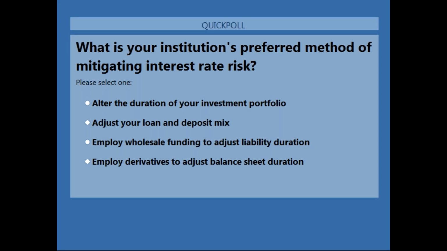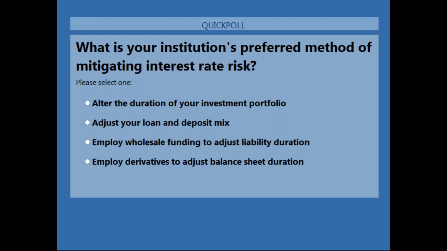Choice number 1, alter the duration of your investment portfolio. Choice number 2, adjust your loan and deposit mix. Choice number 3, employ wholesale funding, such as advances, to adjust liability duration. Or choice number 4, employ derivatives to adjust balance sheet duration. So why don't we open the polls here? I'll repeat the choices. Pick one.